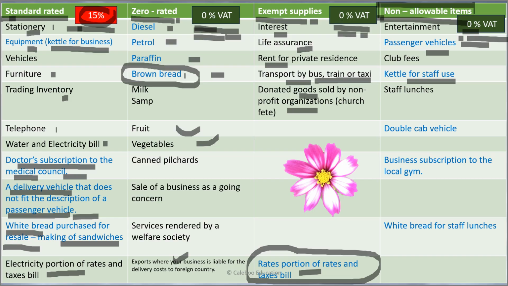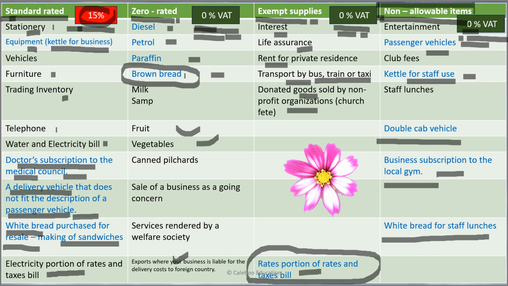Here are non-allowable items. I have discussed briefly passenger vehicles and the kettle for staff use. A double cab or twin cab vehicle is non-allowable. It's seen as a family car and not a delivery vehicle. So be careful when you buy a vehicle and you want to claim VAT, you need to check where you can claim input VAT. If you have a business that makes digital products and you buy a gym subscription, you can't go and claim input VAT.